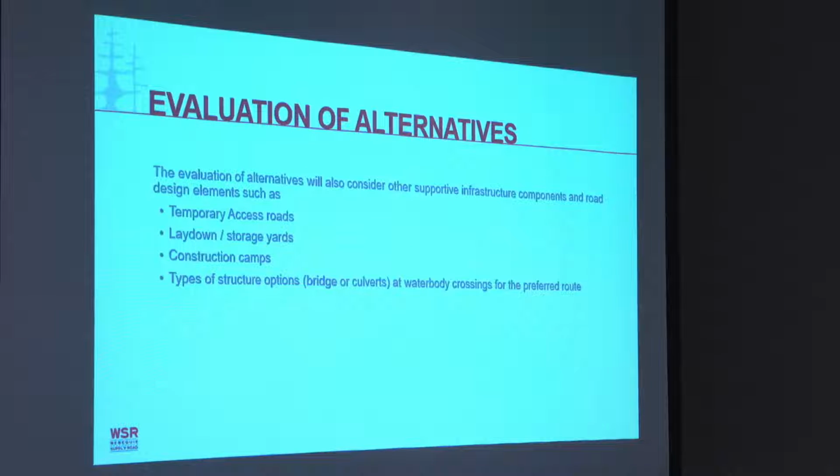And then the evaluation of alternatives will consider other supportive infrastructure components, like I talked about, the temporary access roads to get to the temporary facilities, such as the gravel pits that might close down at the end of the project, the laydown and storage yards, trying to figure out where to put those to have the least amount of impact, because those temporary facilities have to be restored back to the way they were before, to the degree you can. So there's that part of it.